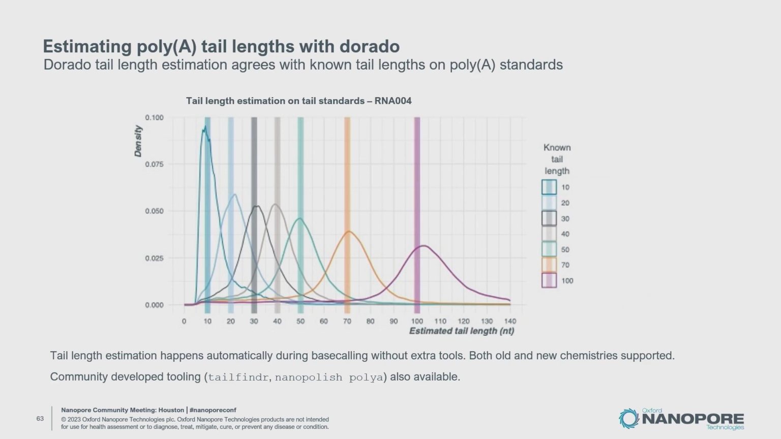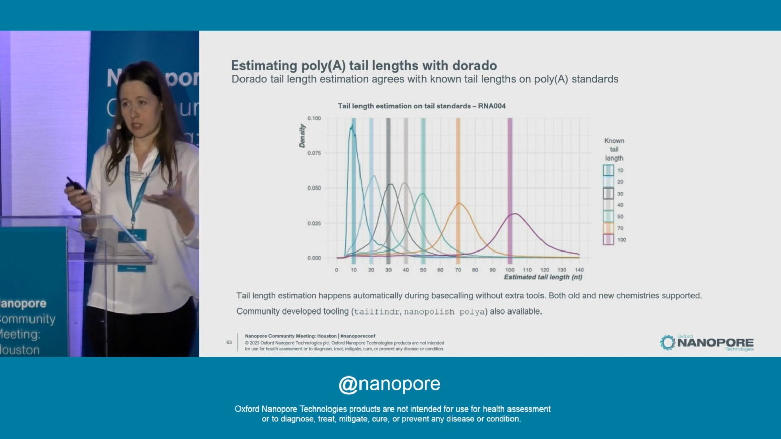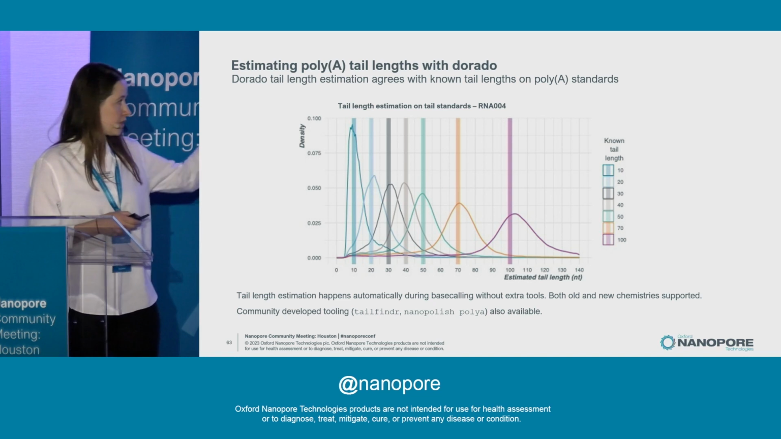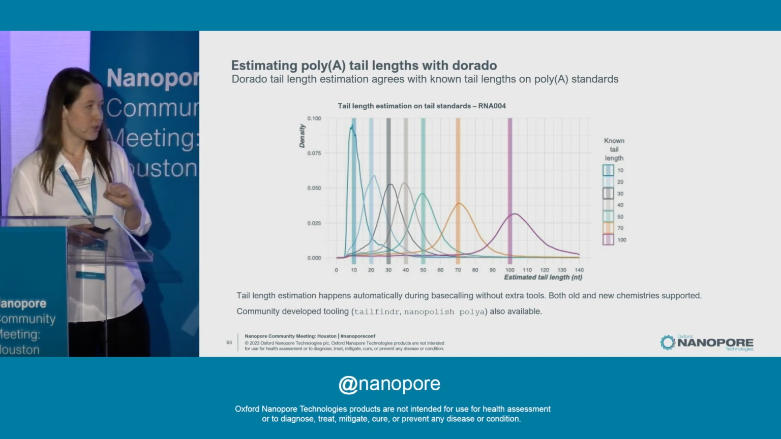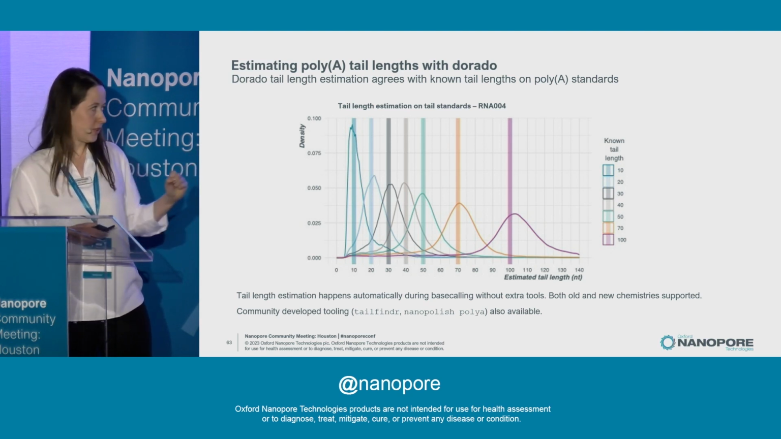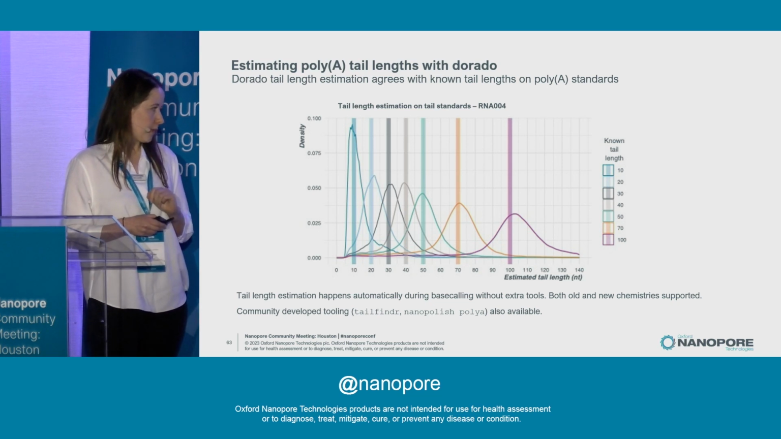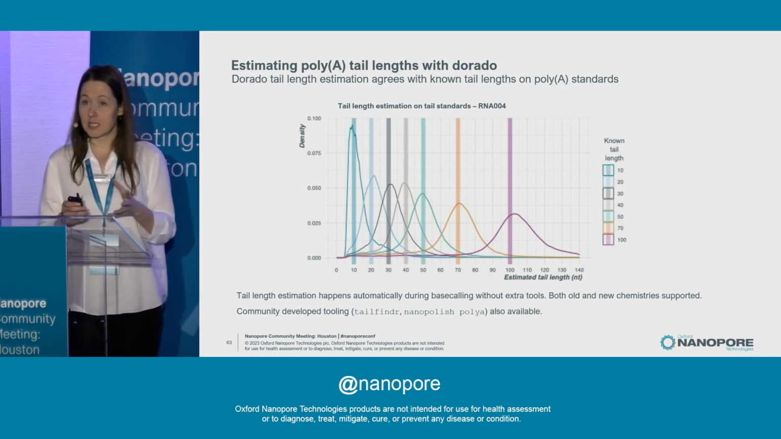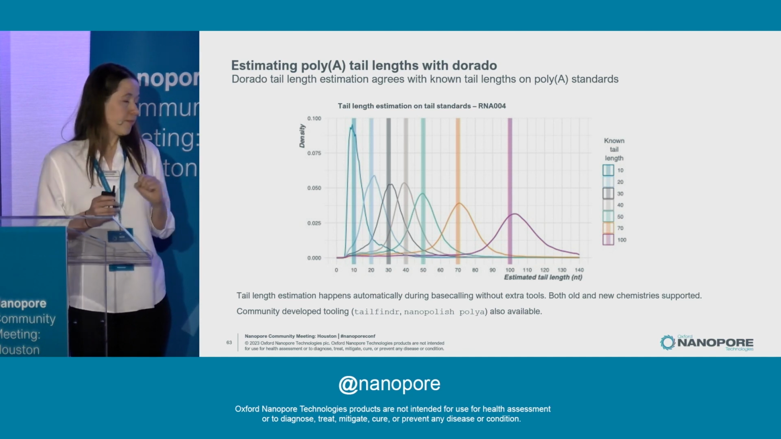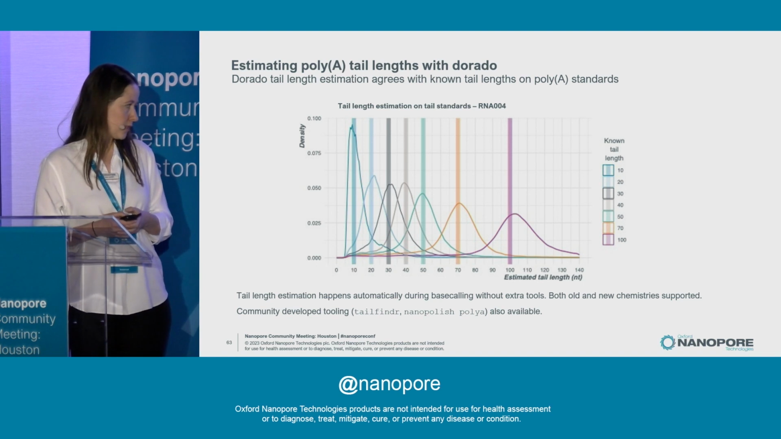So how well does this work? We have a set of experimental standards with a known poly-A tail length ranging from 10 to 100 bases, and we measure these with RNA0004. The vertical lines indicate where we're expecting the tail length to be, and the densities indicate the estimated poly-A tail length for each of those transcripts. You can see that they're in quite good agreement. So it's really easy to get these poly-A tail lengths from the data, and Dorado supports both the current new and the older chemistries for this.